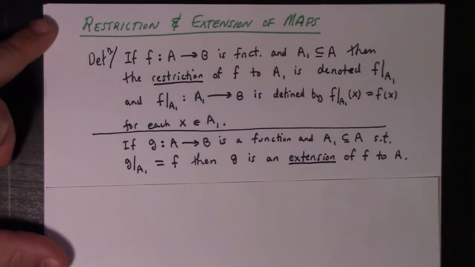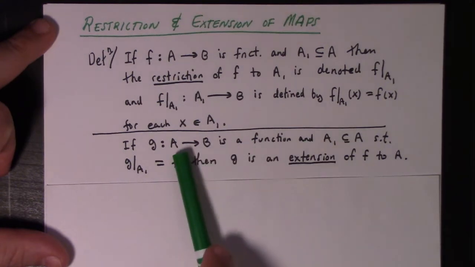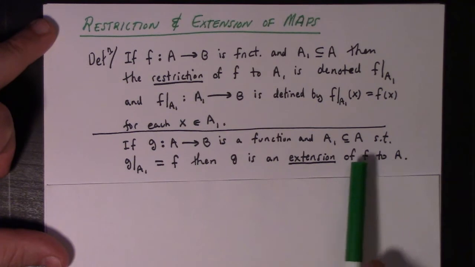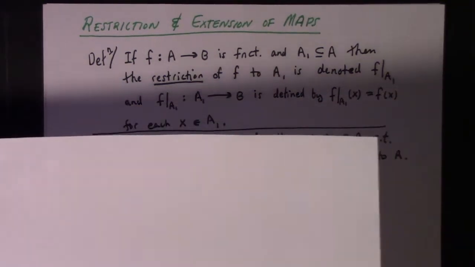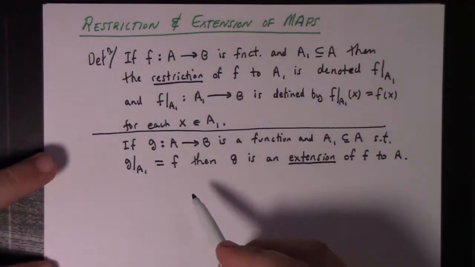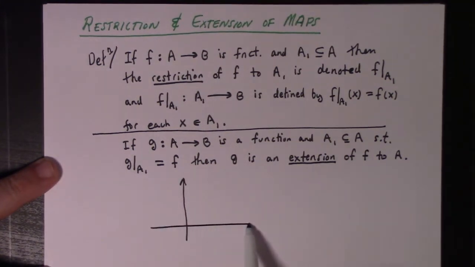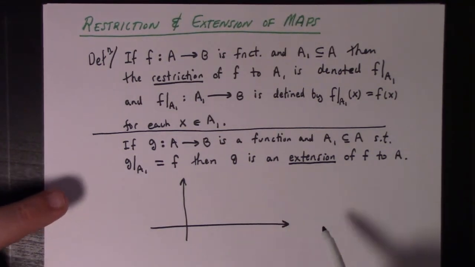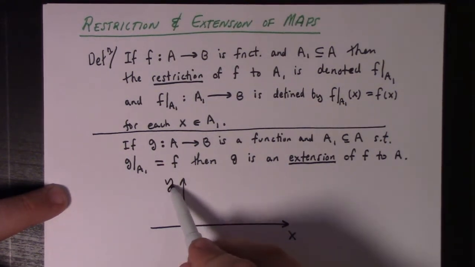In the same sense, if you have g as a function from A to B, and again some subset A1 of the domain of g such that g restricted to A1 is f, then we say that g is an extension of f to A. If you think about it for a second, it's fairly obvious that given a function and a subset of the domain, the restriction is unique. But on the other hand, think about extension. Just think about A and B both being the real numbers, or some subset of the reals.